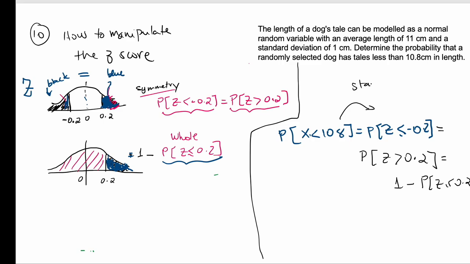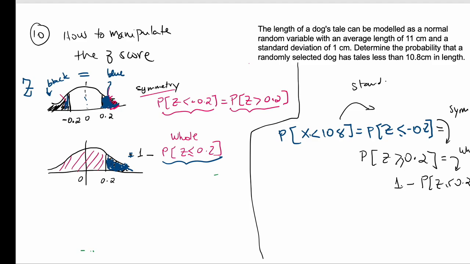This step is the standardization step. Now this step here and the last one, they're all using the properties. This one is the symmetry property, and this is the whole property. So I first use the symmetry and then the whole, and then I land on something that I can go to the table and look up.